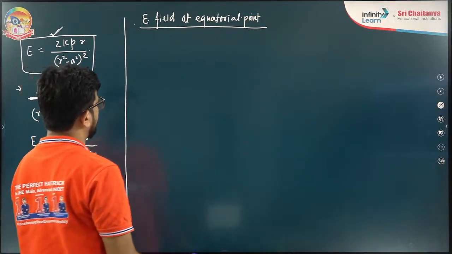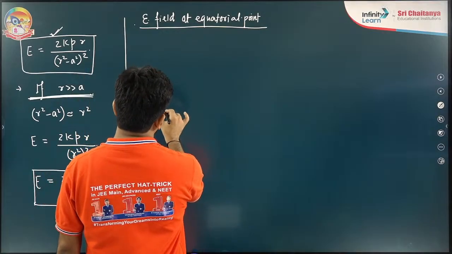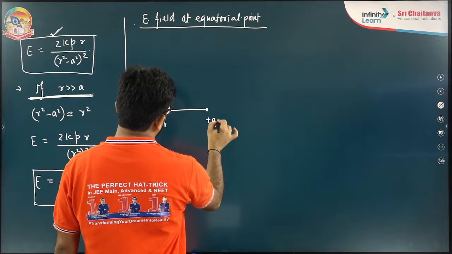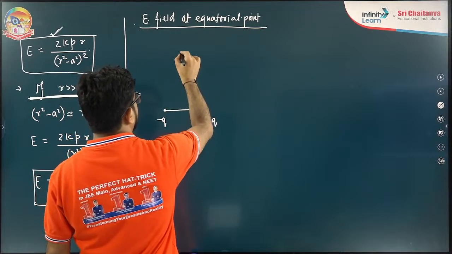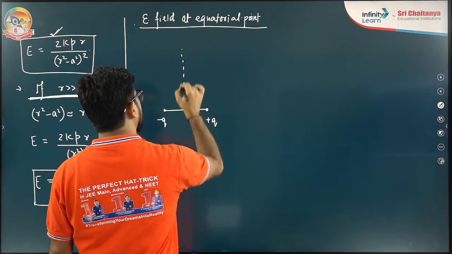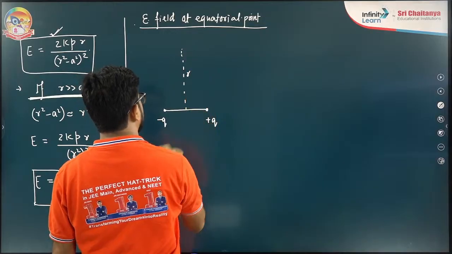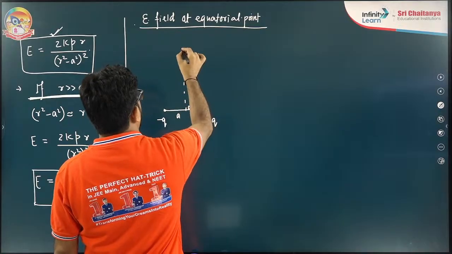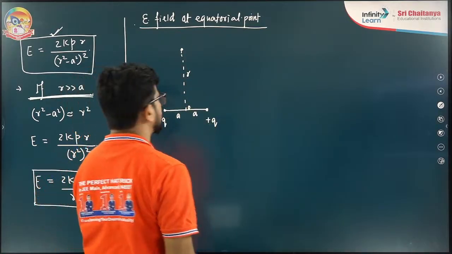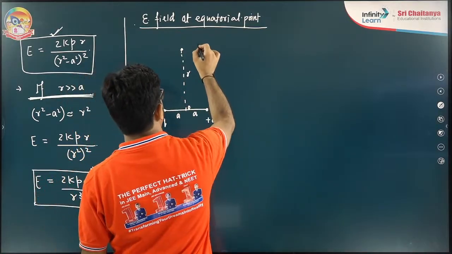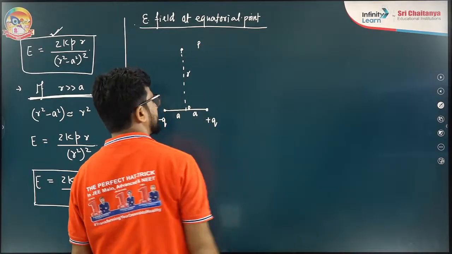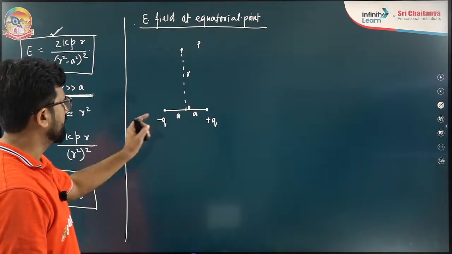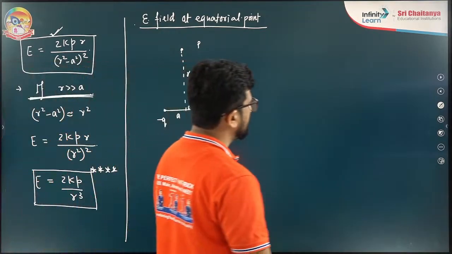How to solve? Try to understand it. Suppose this dipole is there. Again, this is a minus q, this is a plus q. You are taking one point here at distance r. This point is O, and this point I am taking is P. So at point P I want to calculate what is the field. So how to calculate?